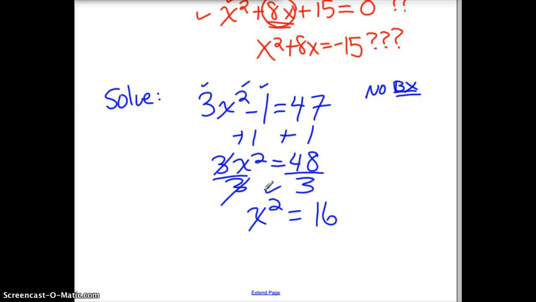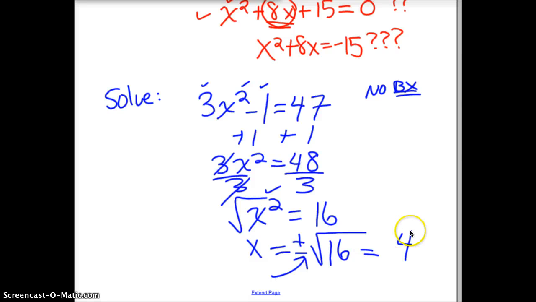To undo a square, I take the square root. The square root of x squared is x, and then we say that that's plus or minus the square root of 16. You're going to forget that. If it were on a graph, you wouldn't forget it because you would see it hitting at 4, but you would also see it hitting the x-axis at -4.